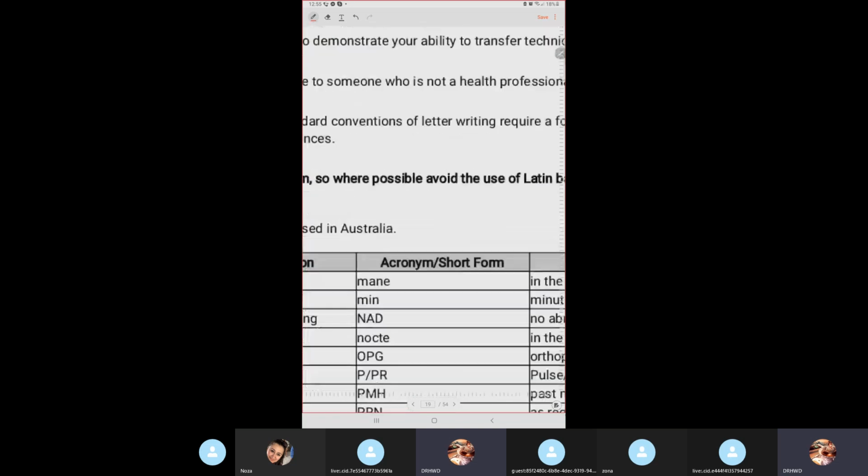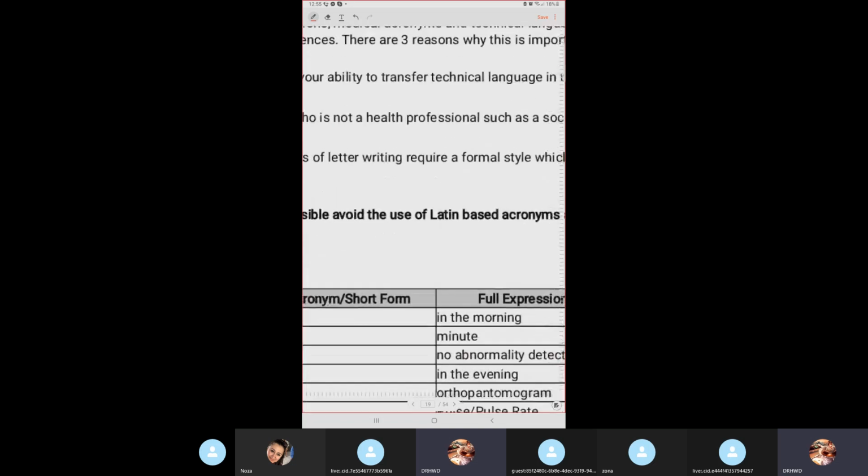And what about millimeters and kilograms? Can we put kg? We're coming to that. First, let's go through this. I'll make sure that I answer your questions. We'll be coming to that.